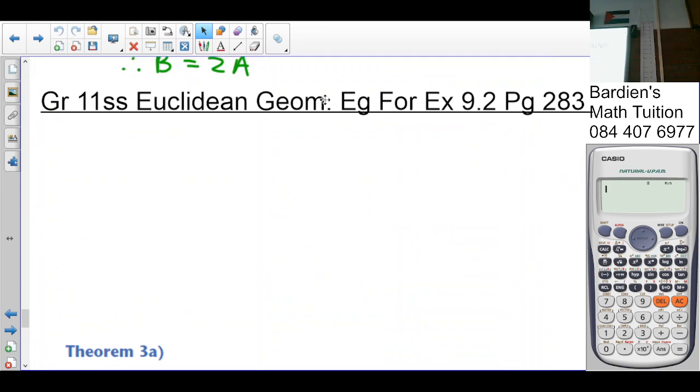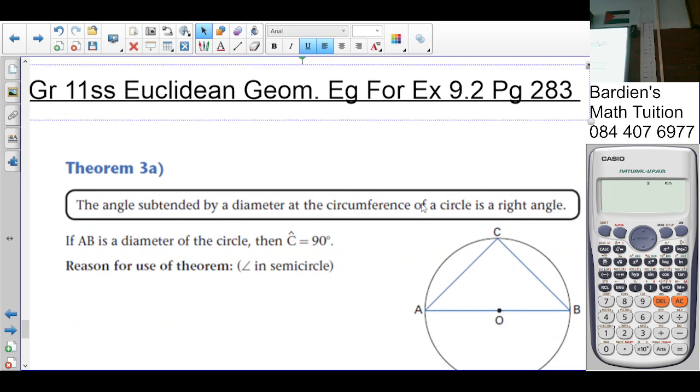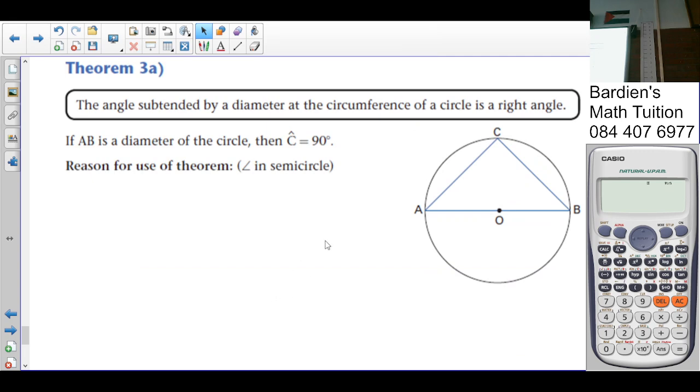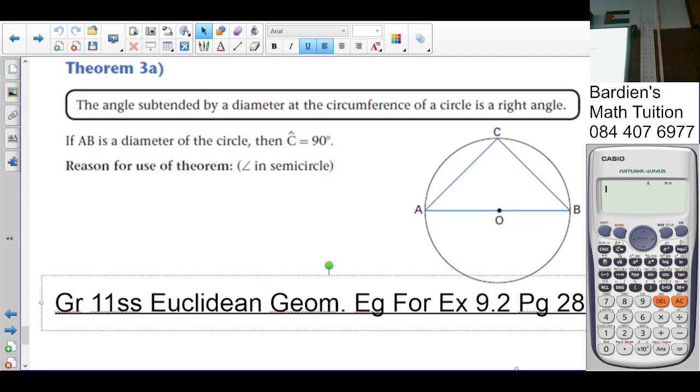Alright, so at this point we're looking at examples for exercise 9.3. And 9.3 is on page 286. Okay, thank you.